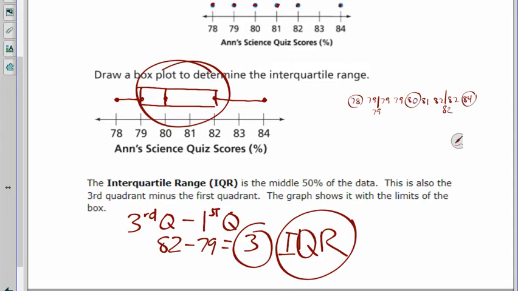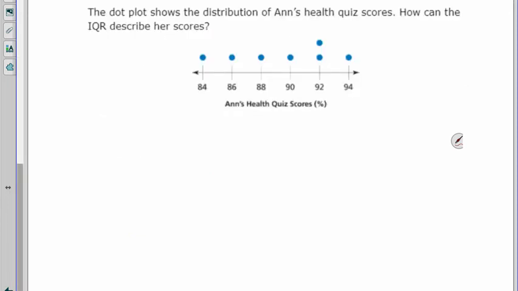The way we would phrase that, and I should have been using this language earlier, is with a small IQR, we have low variability, right? It's not changing by much. With a high IQR, we have high variability. Now let's look at health class. There's a dot plot. Go ahead and figure out the IQR of those scores and give us a feel whether she has high or low variability.